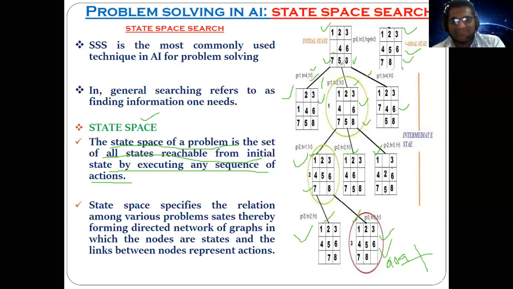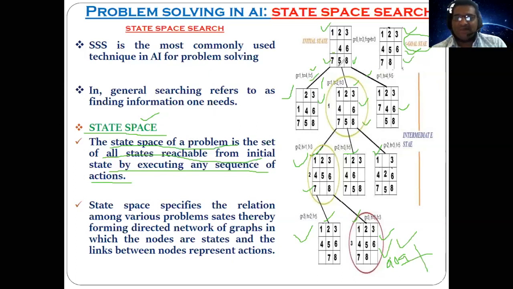When you start from the initial state and go from one state to another until you get the goal state, all these states are called the state space. Am I right? You got the point. What is the meaning of state space?